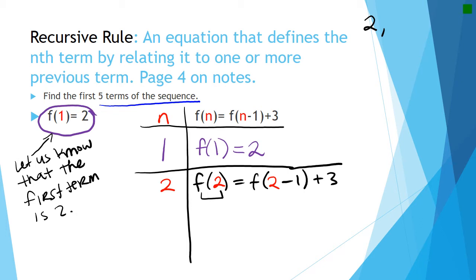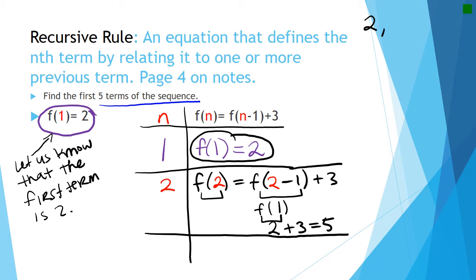Now, this is going to say f of 2 minus 1, which really means, don't confuse these two, they're two separate things. This is saying the second term is equal to f of 2 minus 1 plus 3. Well, this says take 2 and subtract 1, which gives you 1. Then you're left with the first term. Well, what is the first term? The first term was up here. The first term says that it was a 2. So I'm going to use that 2 here. And so the first term is 2. So I can replace f of 1 with 2 and just add 3, which would equal 5.